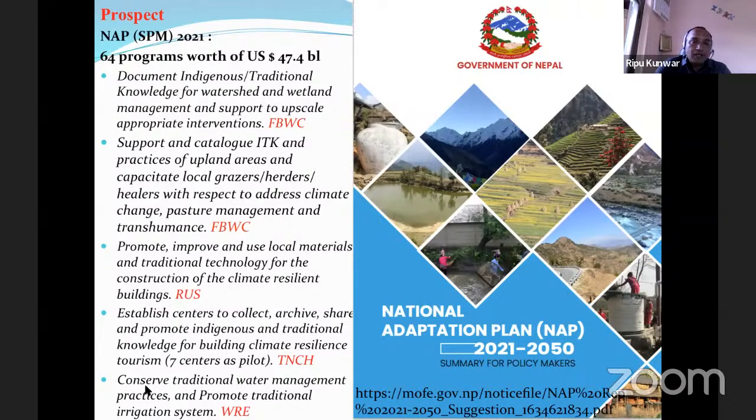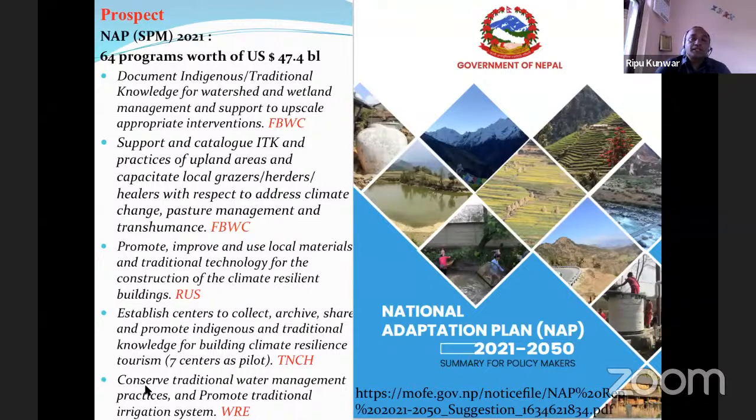Here, I would like to spell this out. The second one is to support and catalog the ITK and practices. This particularly focuses on indigenous ethnobotany or medicinal practices of the upland areas, and capacitates local grazers, herders, or healers to address climate change, pasture management, and transhumance. So this program came under forest biodiversity conservation.